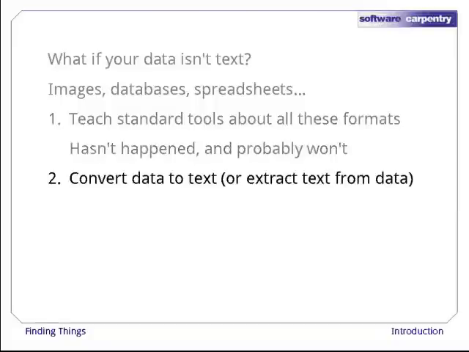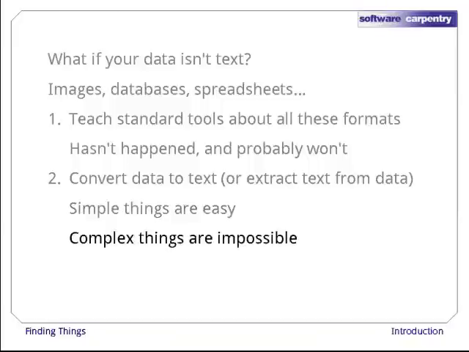The second option is to convert the data to text or extract the texty bits from the data. This is probably the most common approach since it only requires people to build one tool per data format to extract information. On the positive side, this makes simple things easy to do. On the negative side, complex things are usually impossible. For example, it's easy enough to write a program that will extract X and Y dimensions from image files for grep to play with. But how would you write something to find values in a spreadsheet whose cells contain formulas?